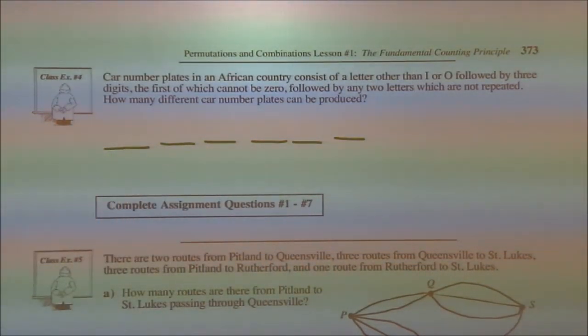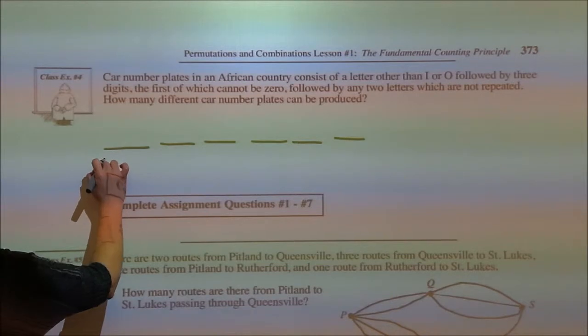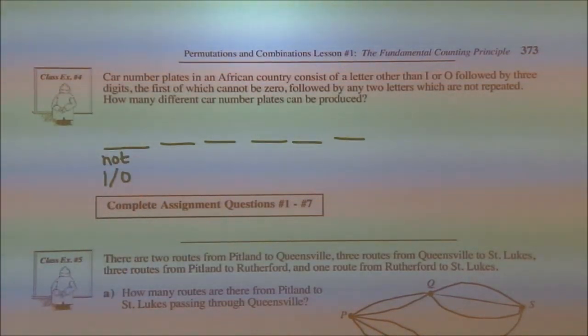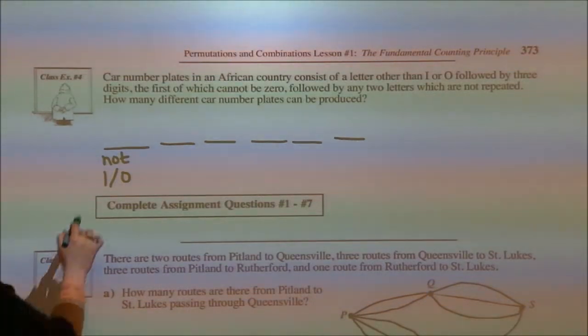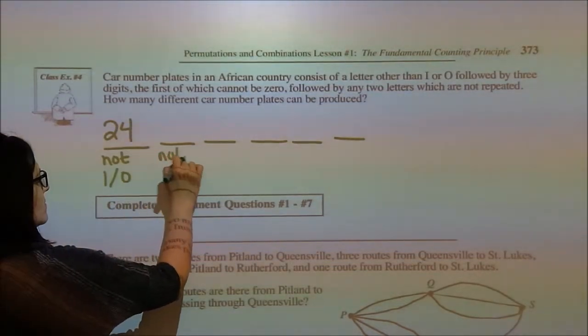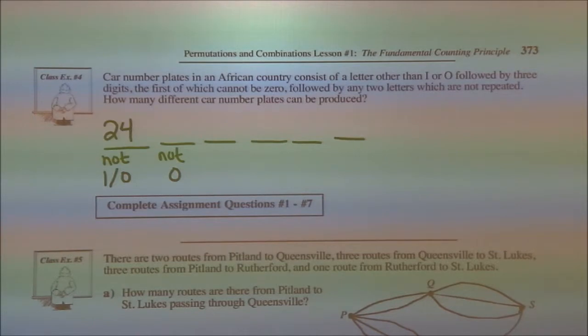So what do I know about the first letter? It can consist of any letter except for I or O. Okay, so how many letters is that to choose from? 24. Okay? Then I have my first number. Is there any restriction on my first number? Cannot be 0. Okay, so how many choices do I have?